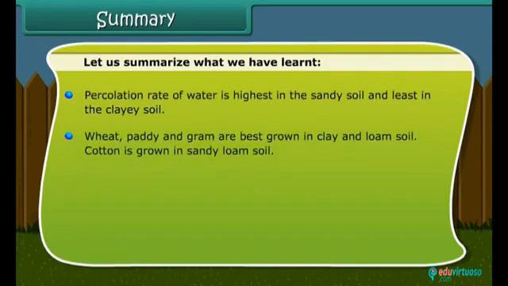Wheat, paddy, and gram are best grown in clay and loam soil. Cotton is grown in sandy loam soil.